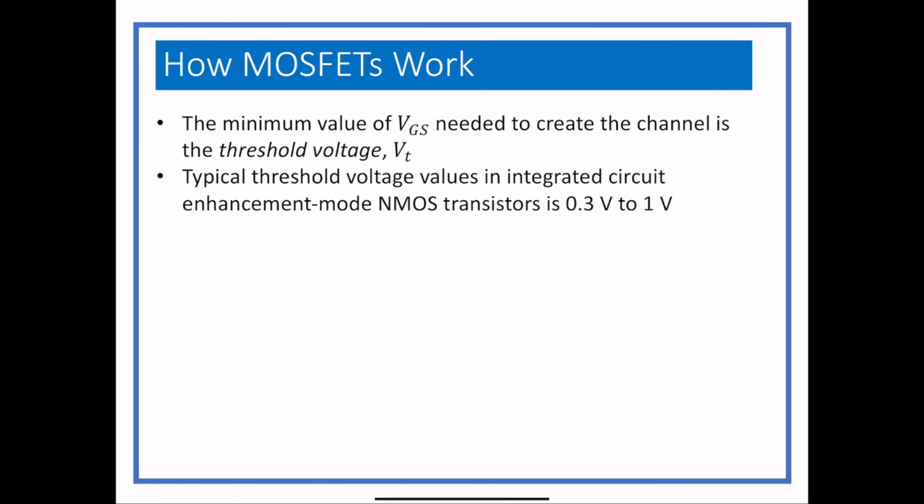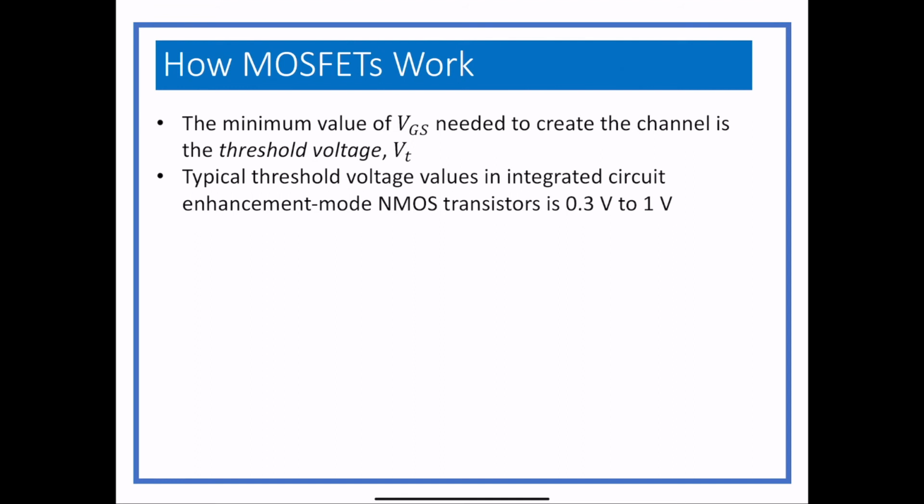Threshold values, 0.3 volts to 1 volt. However, if you are doing an academic exercise, you can create any value you want. So don't expect it always to be between 0.3 volts and 1 volt. That limits instructors to too narrow a range.